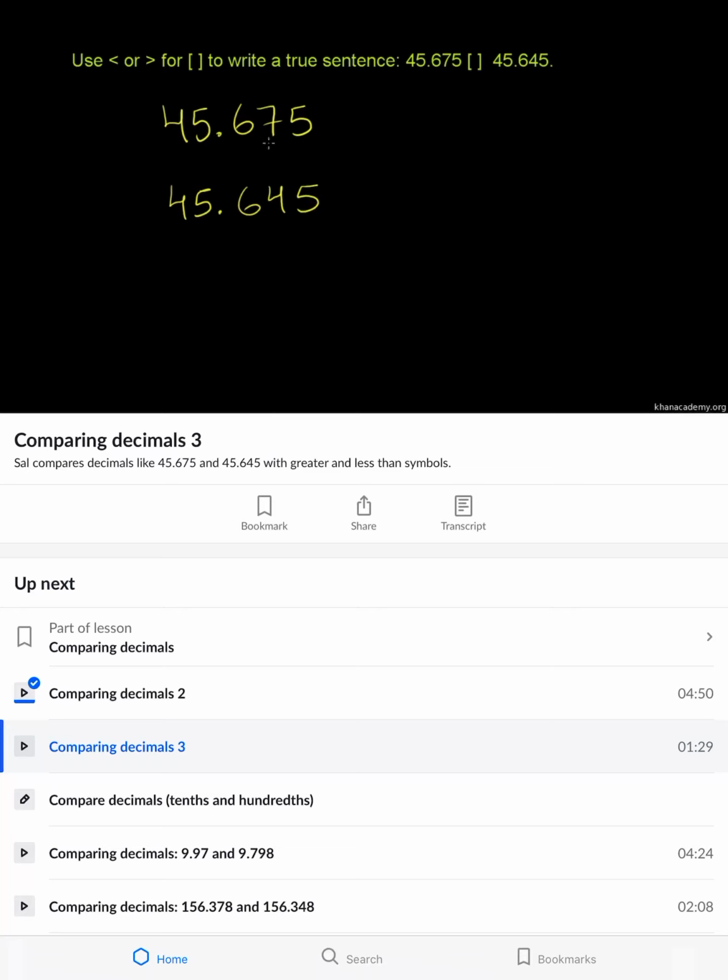Now, when you look at everything here, the only place where these two numbers are different is in the hundredths place. We have 7 hundredths here, and we have 4 hundredths here. Everything else is the same, so this number is going to be greater. Let me write that down. 45 and 675 thousandths, or 45.675, is definitely greater than 45.645, or 45 and 645 thousandths.